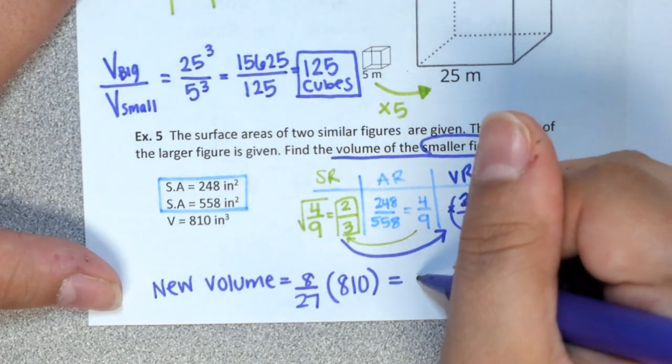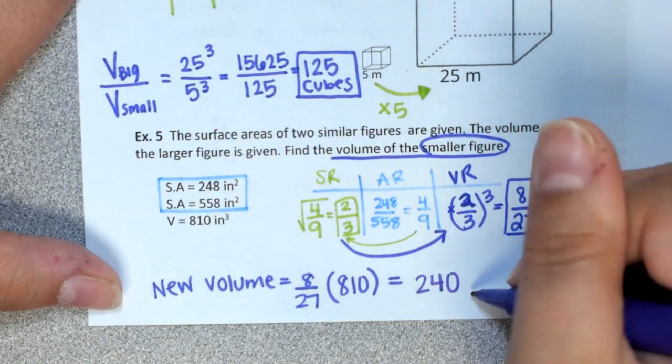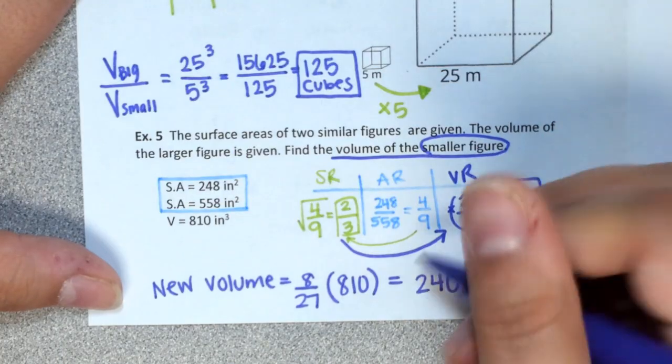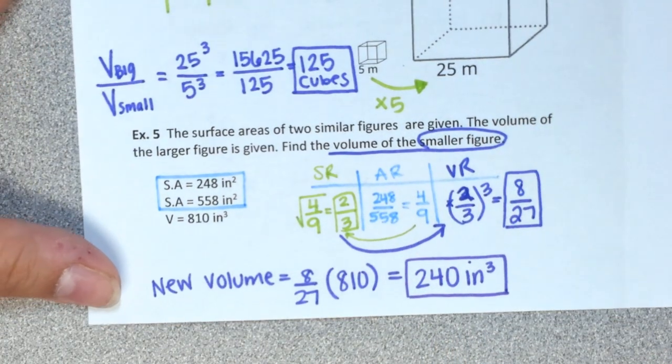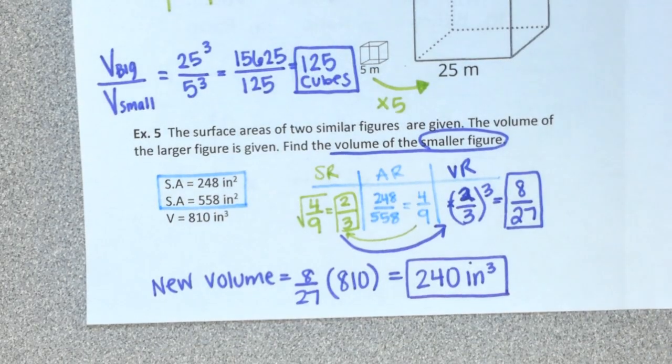Louder? 240 inches cubed. And that's our answer. So if I'm giving you area, find the similarity, use that to find the volume ratio, and take your volume ratio and multiply it.